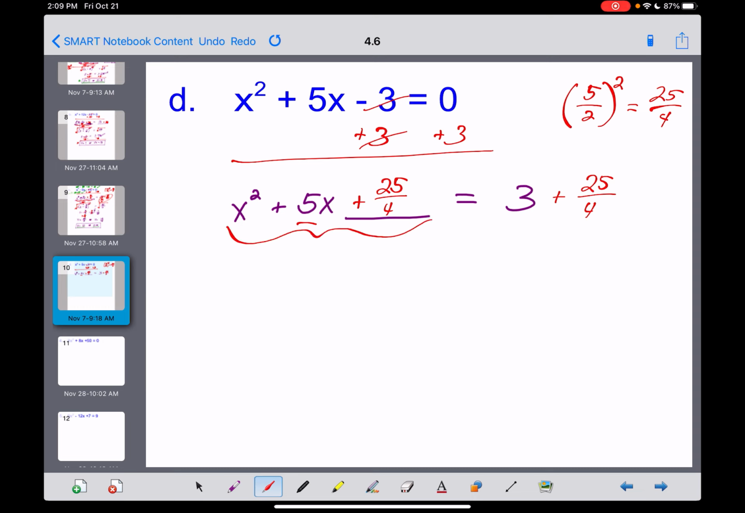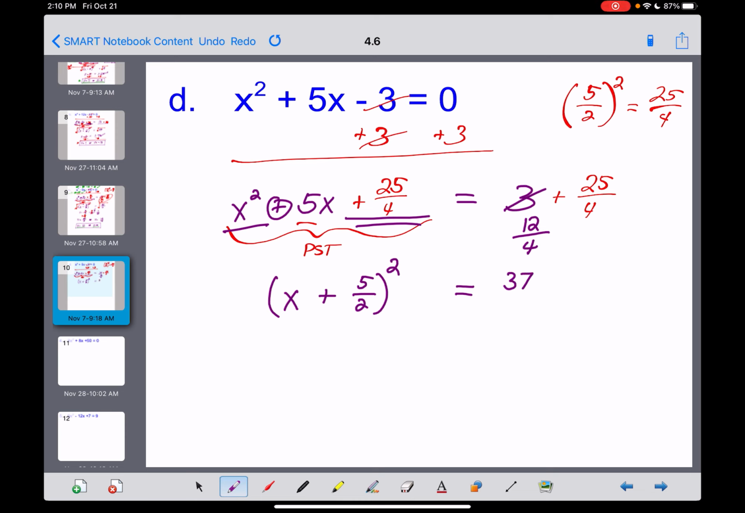Okay, in so doing, we have created a perfect square trinomial, and here's how that factors into a single binomial squared. What's the square root of x squared? That's going to be x. What's the square root of 25 over 4? 5 over 2, and since that was a plus, this is a plus here as well. Now on the right side, we have to add 3 plus 25 over 4. So that 3 is what number divided by 4? That's going to be 12. 12 divided by 4 is 3. And 12 fourths plus 25 fourths is going to be this ugly fraction of 37 over 4.